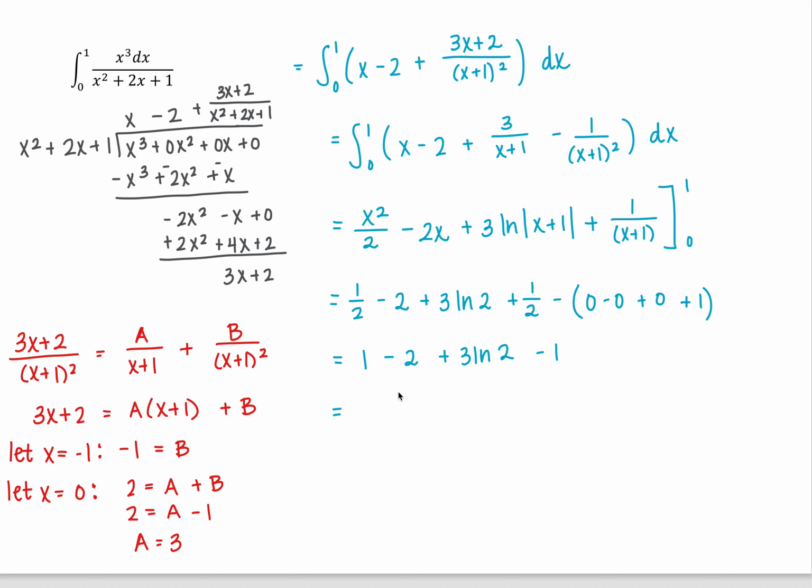Your 1 minus 2 minus 1 is going to give you a negative 2, so you could write this as negative 2 plus 3 times the natural log of 2. And if you don't like having a negative to start out your answer, you could write it as 3 times the natural log of 2 minus 2. You could reverse the order, no problem there.